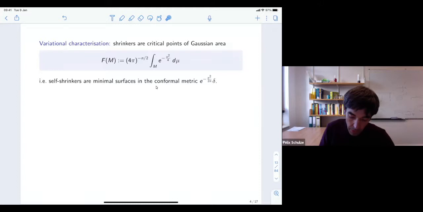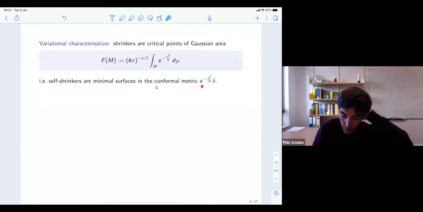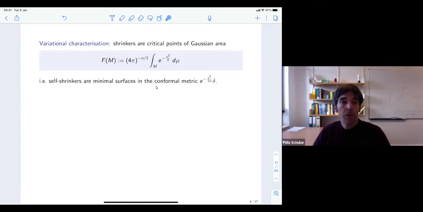If you look at this again, you can consider the factor which appears here as just a factor coming from a conformal deformation of the metric. So if you take the Euclidean metric in the background and this conformal factor, then self-shrinkers are minimal surfaces in this conformally deformed metric. But you see this metric is not very nice. It actually has only finite diameter, and infinity is a finite distance away. So it's incomplete. It's not such a great metric to do calculus of variations in. And you can check that the functional is not convex, so variation will very likely not give you minimal surfaces in this metric.